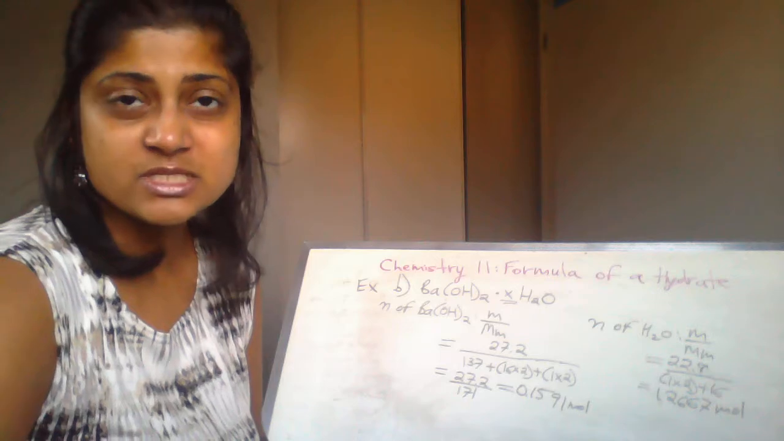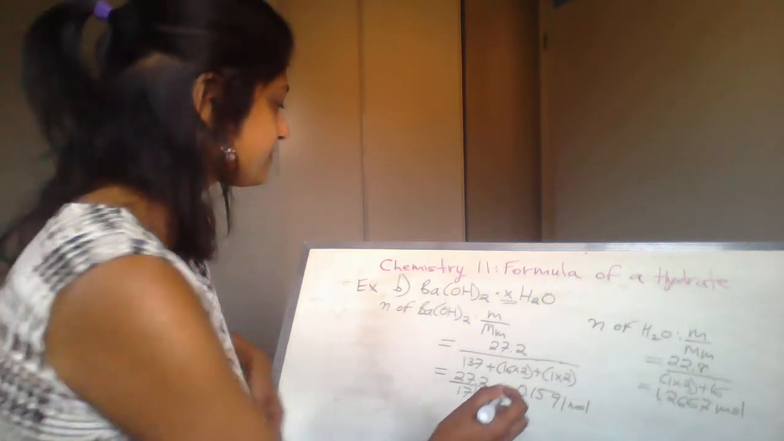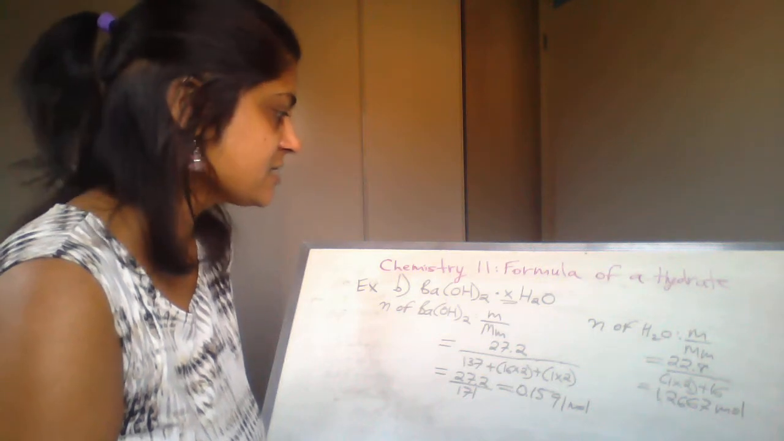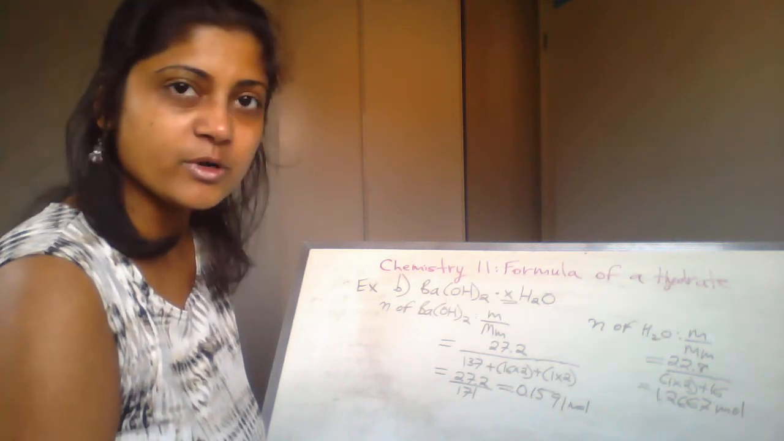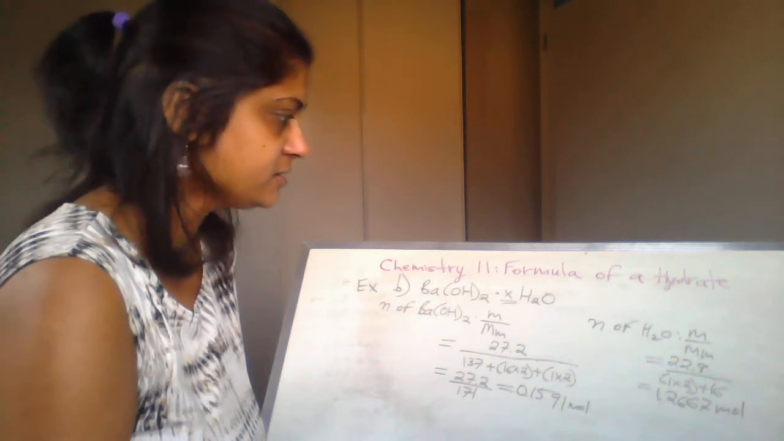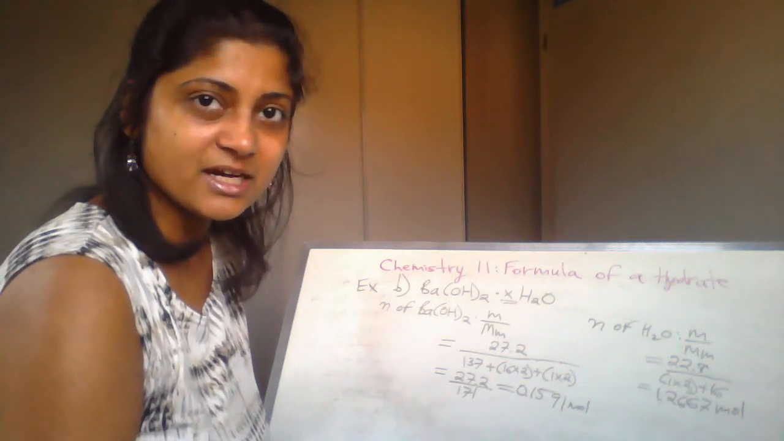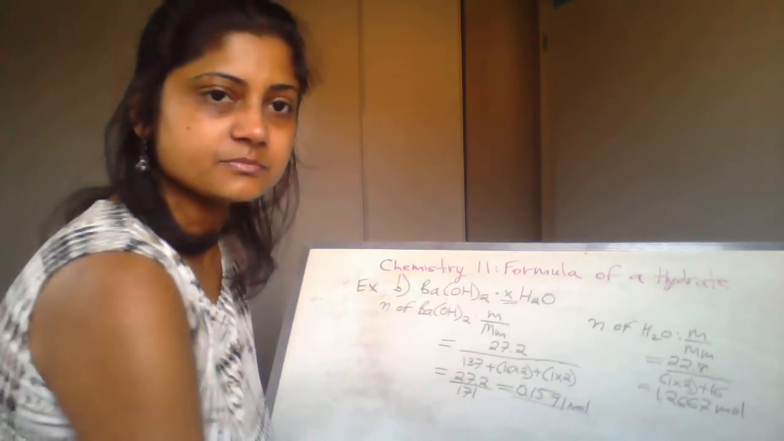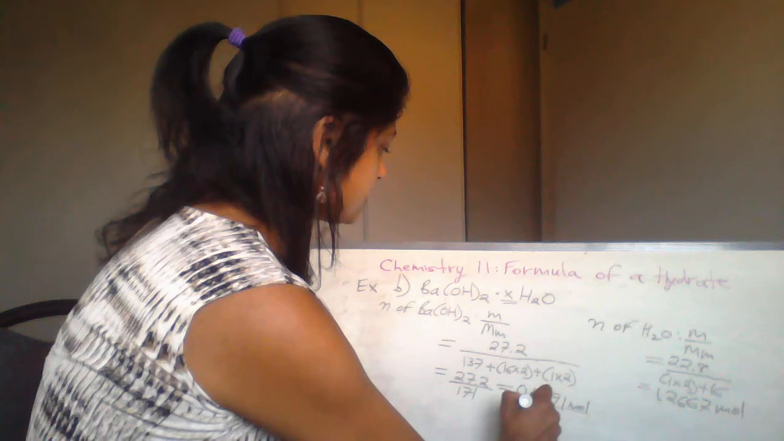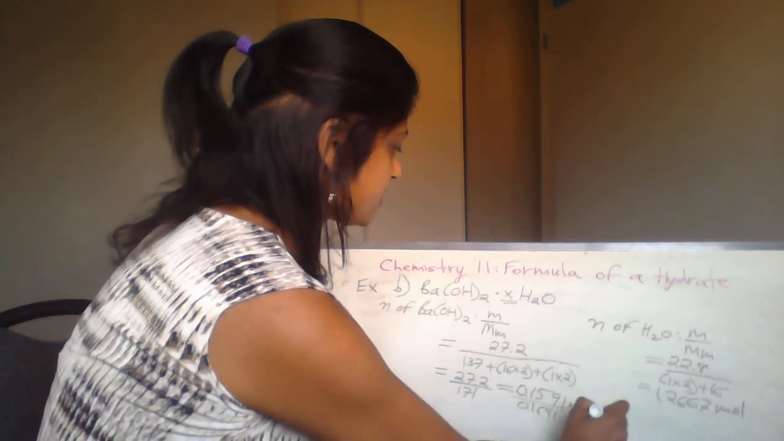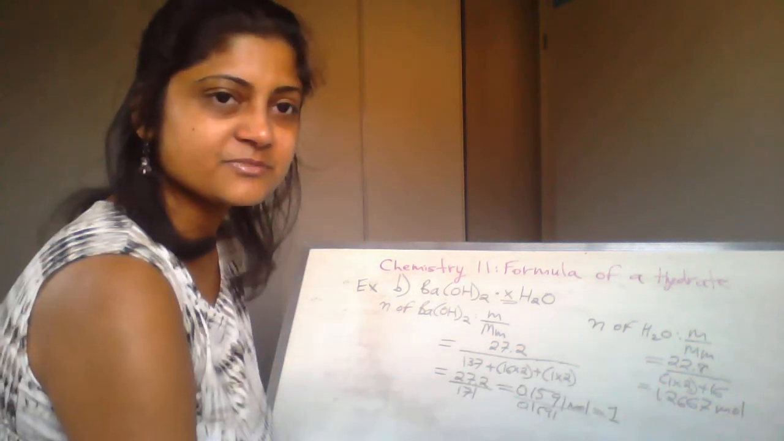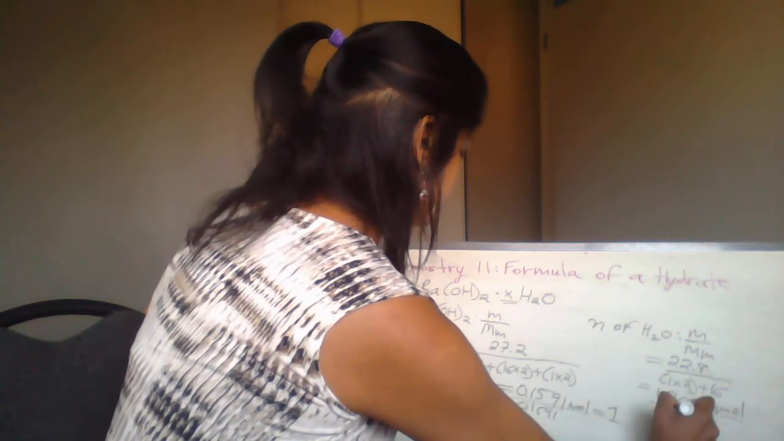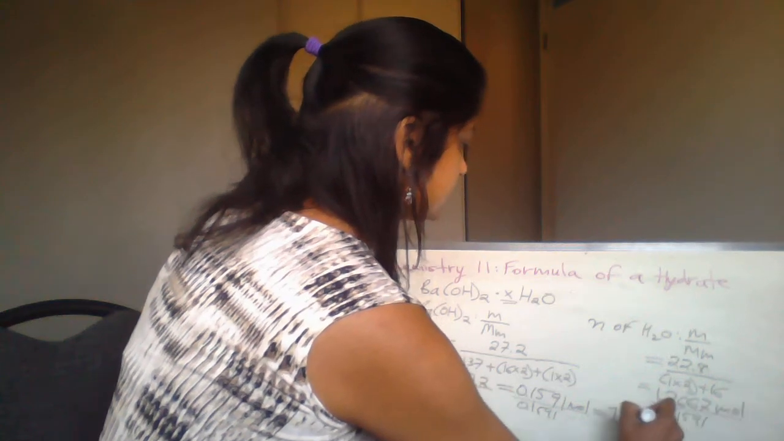So this is actually very similar to the empirical formula. I look at both of my numbers here, and I'm going to divide by the smallest number. Okay, and I can see the 0.1591 is smaller here. Okay, and that's what we're going to divide both of them by. Okay, so I'm going to put over 0.1591, which is equal to 1. Okay, and the same thing here, I'm going to do divided by 0.1591.